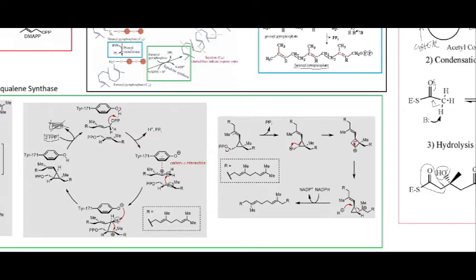And then over here is the next step in that reaction. So we have this three carbon ring here. The pyrophosphate is going to come off as usual. That's a favorable thing to do. So the pyrophosphate comes off, which generates this carbocation here.